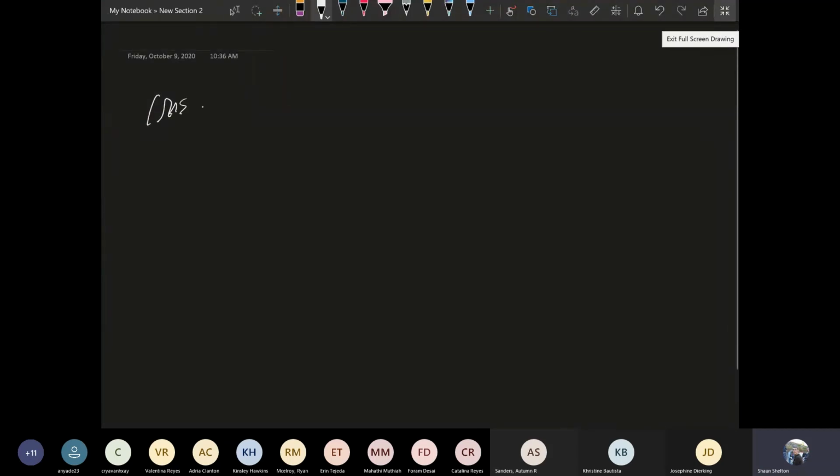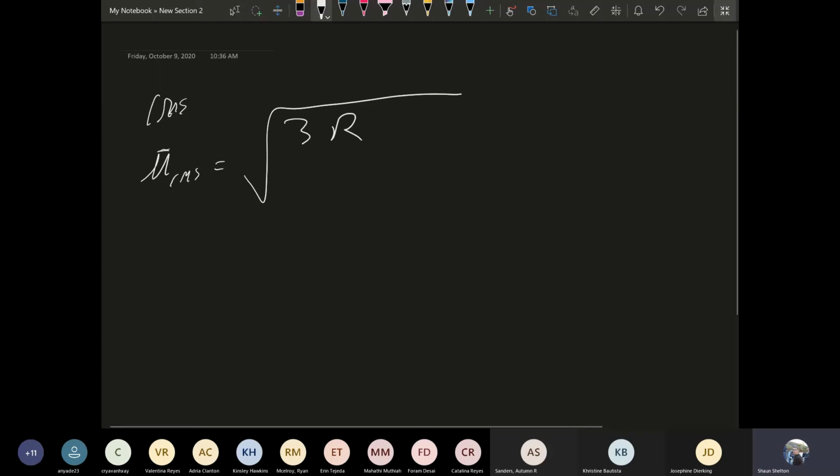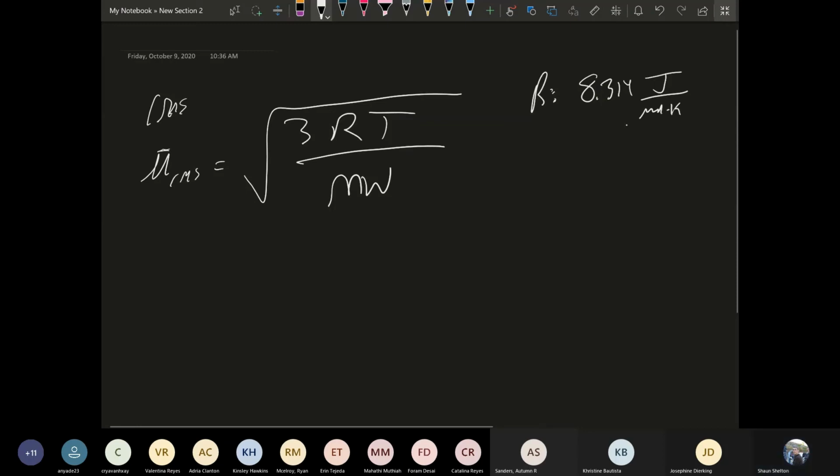Root mean square velocity is represented by this little symbol. This is a mu symbol, if I can write it correctly. So that's mu, and the bar just means average. It's equal to the square root of 3RT divided by MW. R is the gas constant, and you're going to say, is it 0.0821? No, it's not. I'm going to change it up on you: 8.314 joules per mole times Kelvin. T is the temperature in Kelvin again, and MW is the molar mass. Now, keep in mind that you normally figure out molar mass in grams per mole, but in this case, you're going to have to convert to kilograms per mole.